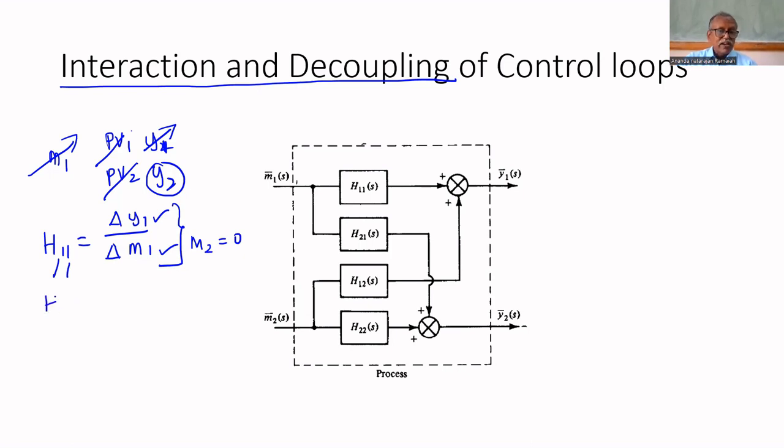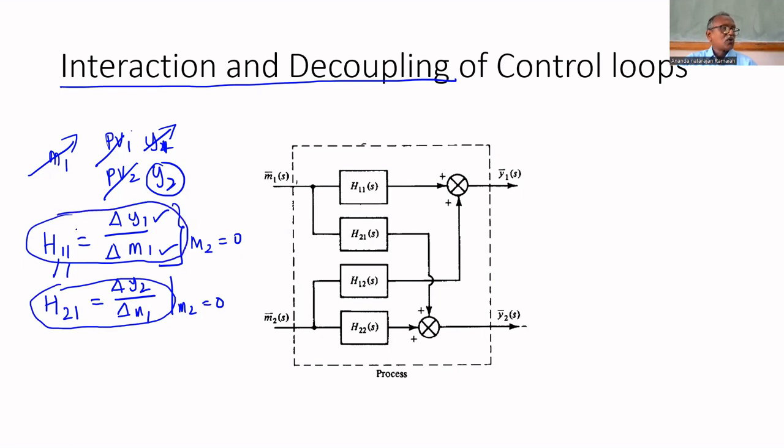In the same way, we can find H21 also. H21 means change in Y2 for change in M1, keeping M2 constant, M2 equal to 0. That is also a transfer function. This is like a disturbance model, not an input-output model, because M1 is used as input to control Y1. Like that, we can think this is a disturbance model because M1 disturbs Y2. M1 destabilizes Y2 or disturbs Y2. That's why it can be considered as a disturbance model.